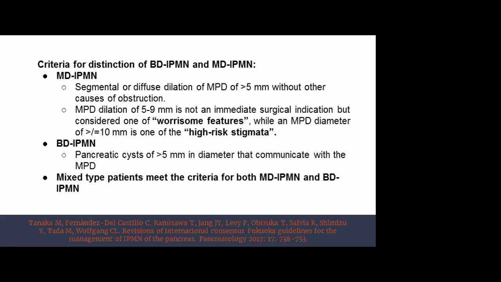According to the recent 2017 revised Fukuoka guidelines, the criteria for distinction of branch duct IPMN and main duct IPMN are: main duct IPMN will have a segmental or diffuse dilatation of the main duct of more than 5 mm without other causes of obstruction. A main duct dilatation of 5 to 9 mm is not an immediate surgical indication according to these guidelines, but can be considered a worrisome feature, while a main duct diameter of more than or equal to 10 millimeters is a high risk stigmata which indicates surgical resection.